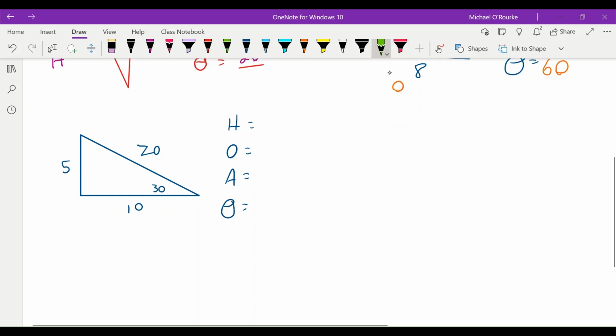So I assume you're going to unpause it. So my, oops, I forgot my angle. My fault. Now my H is going to be across from that. My A is touching the angle. So this is my A. And my O is over here. So in this case, it's 20 here. My opposite is 5. My adjacent's 10. And my angle is 30. All right.